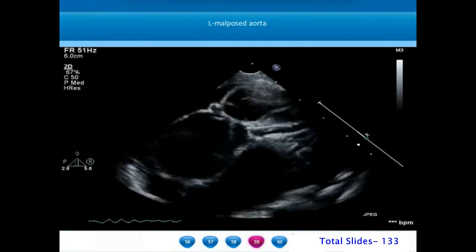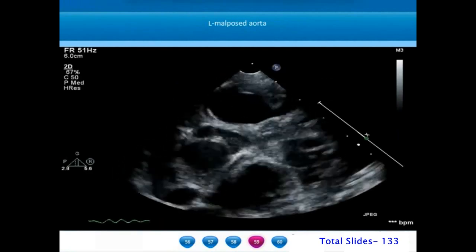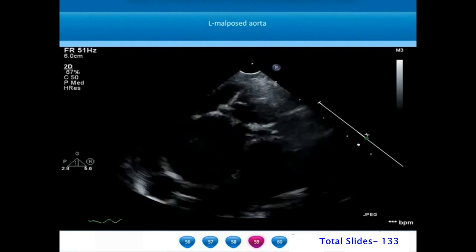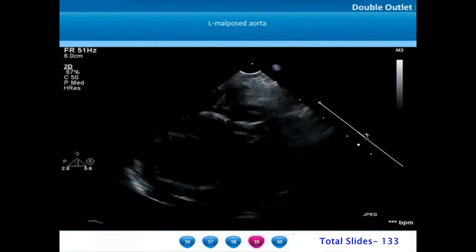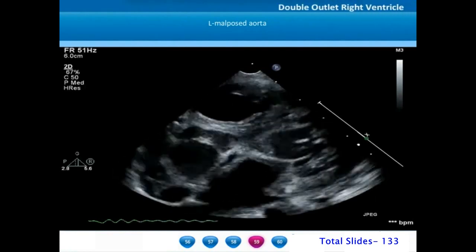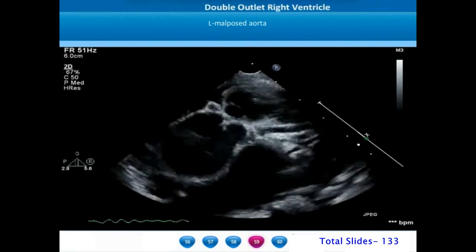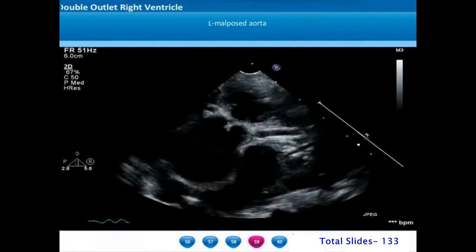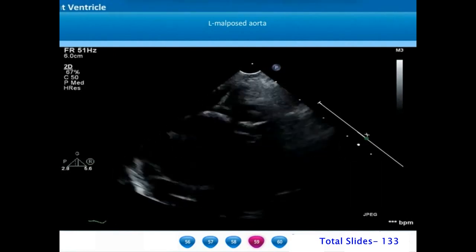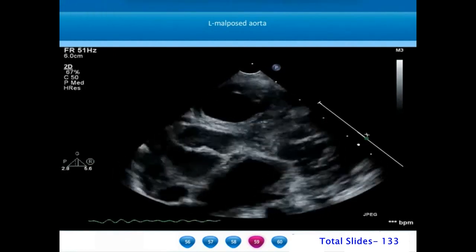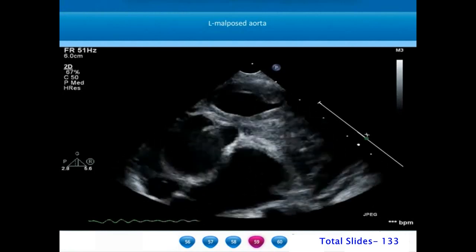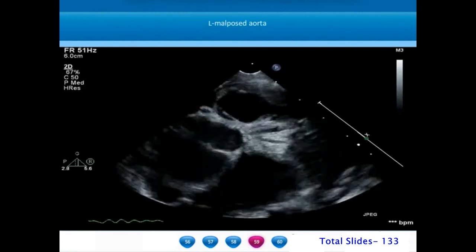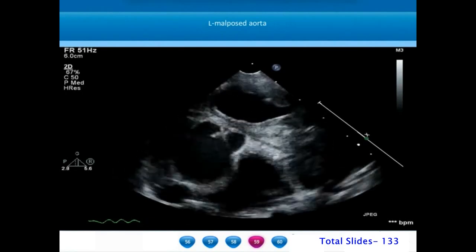On a parasternal short axis view, we can notice that the aortic annulus, which is smaller, is located left and anterior to the dilated large pulmonary outflow tract. So this is an L-malposed aorta. Among the various types of malpositions, D malposition and L malposition are commonly seen in Taussig-Bing anomaly.